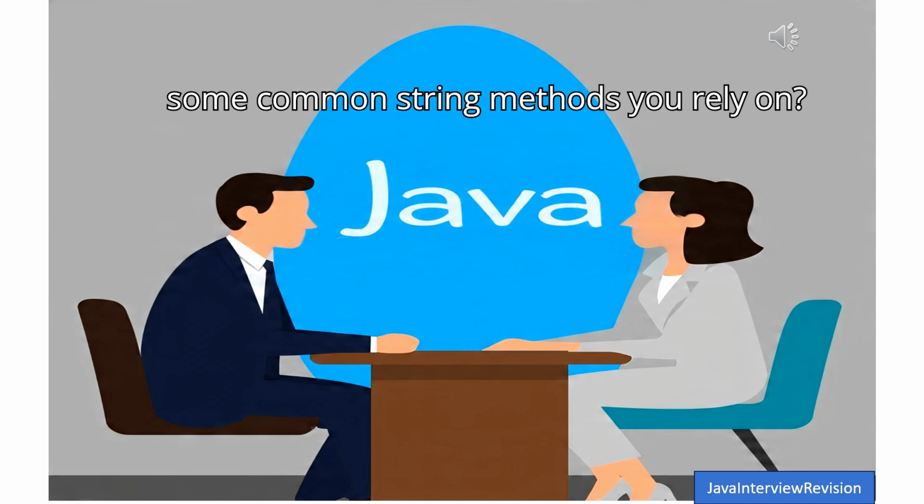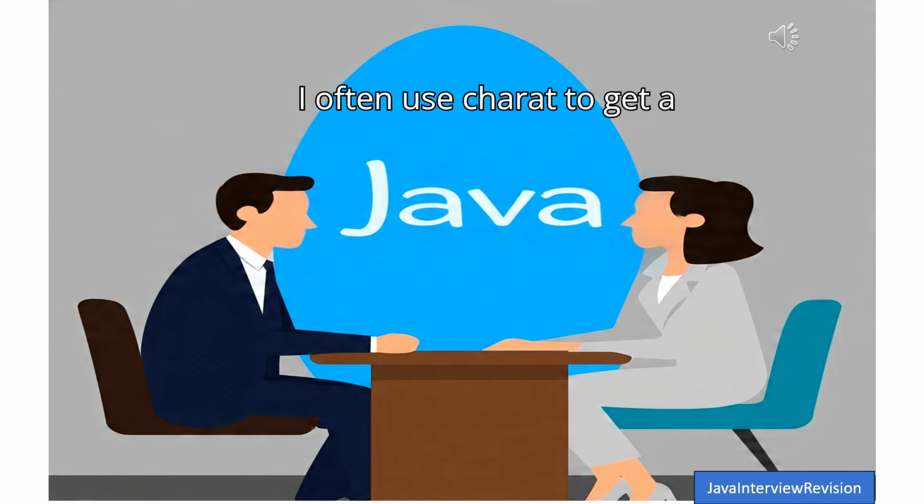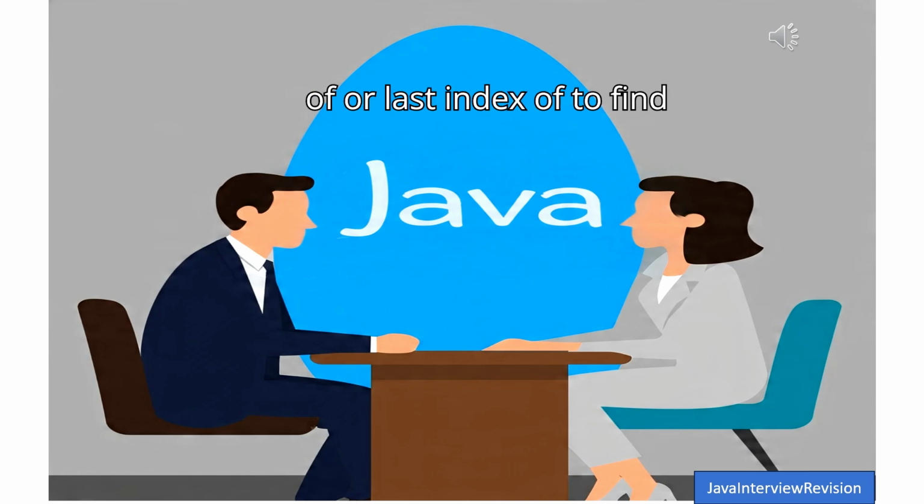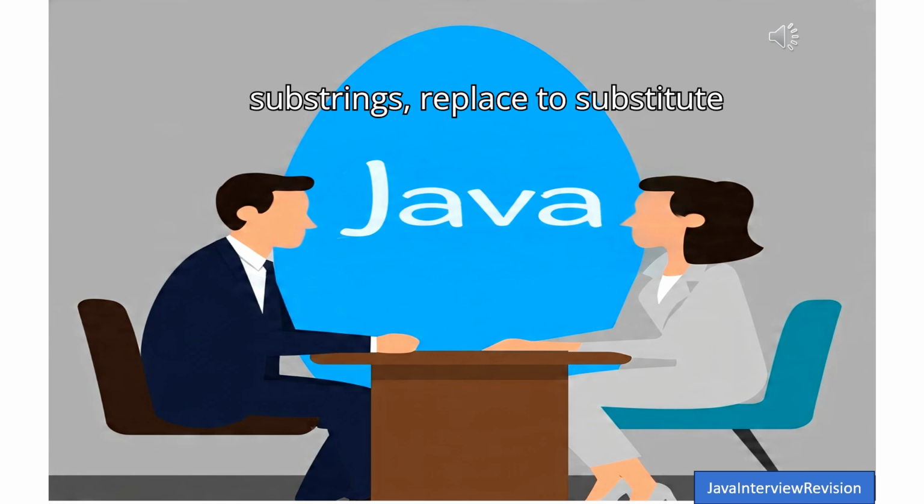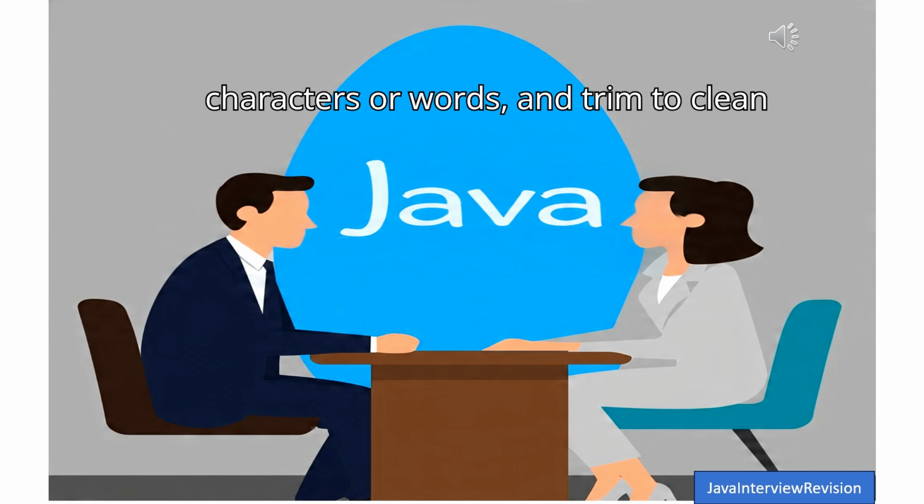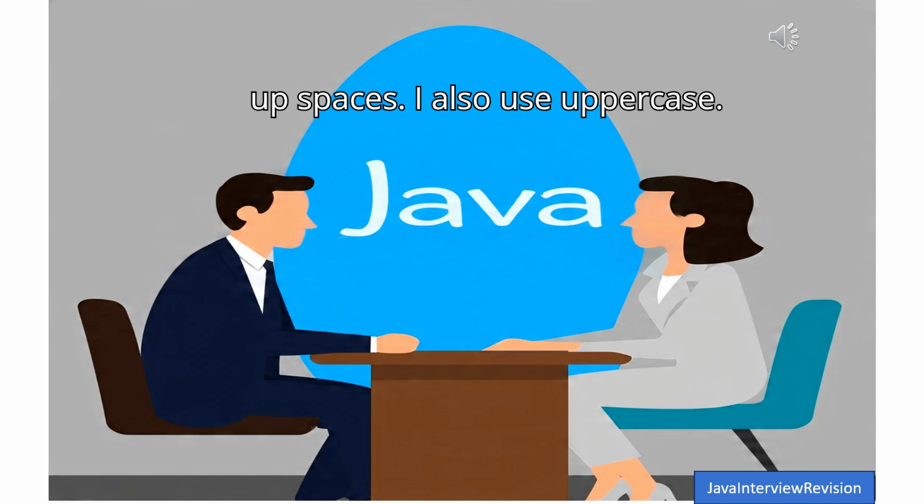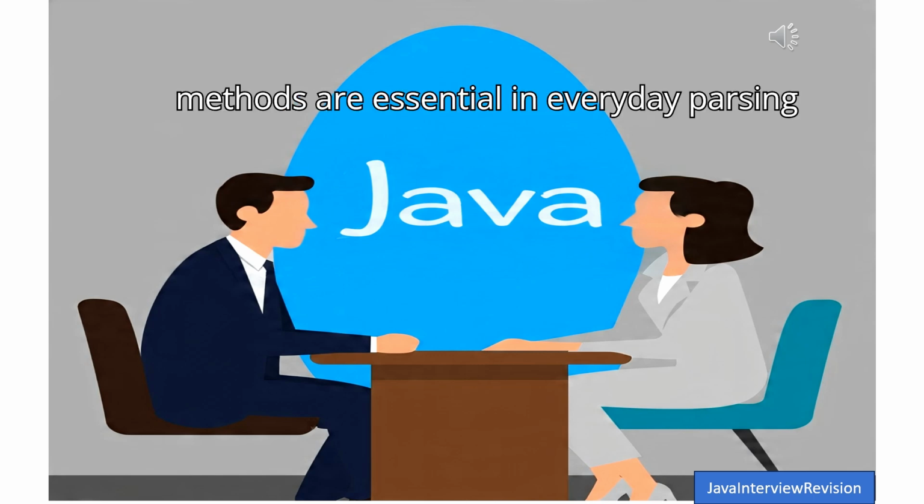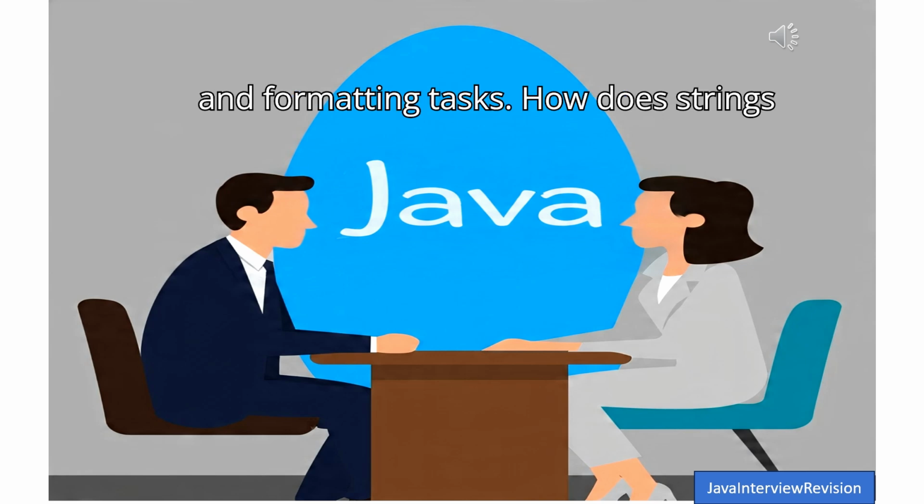What are some common string methods you rely on? I often use charAt to get a character at a specific position, indexOf or lastIndexOf to find substrings, replace to substitute characters or words, and trim to clean up spaces. I also use toUpperCase and toLowerCase for case conversions. These methods are essential in everyday parsing and formatting tasks.